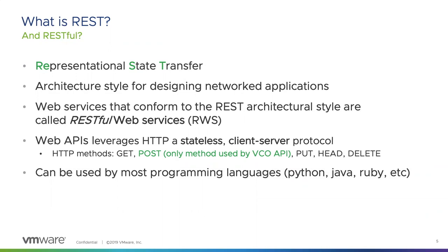These web APIs leverage HTTP as a protocol. It's a simple, stateless client-server protocol with very well-defined methods to get information and update information. That's why it's a very simple protocol to use. And in the case of the orchestrator, we only use POST, and we're going to see that later. One remark I have to make: I will be interchanging the terms VCO and VMware SD-WAN Orchestrator, but they are basically the same. They used to be called VeloCloud Orchestrator.